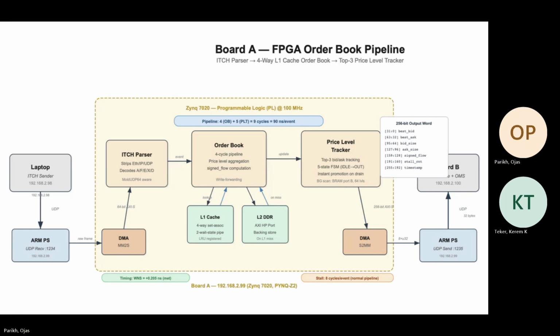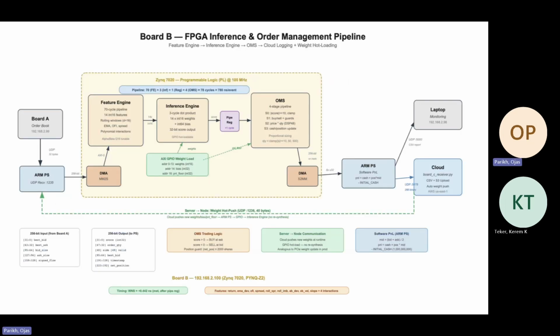Board B. Board B is where the actual trading decisions happen. It receives the 256-bit snapshot from the order book from board A over UDP. The ARM processor then pushes this through the DMA into the FPGA fabric. And from there, it goes through 3 hardware stages.